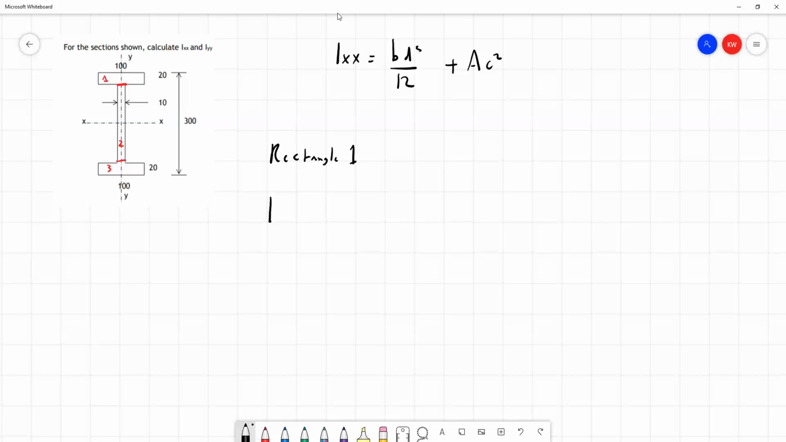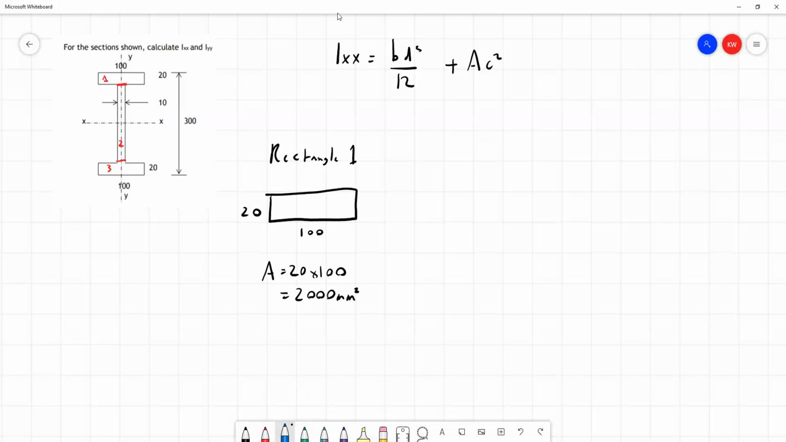If we consider rectangle 1, we have a breadth of 100 millimeters and a depth of 20 millimeters. That we can take from the diagram. So our values for B and D are established, and our value for A is going to be 20 times 100, because the area of that section, which is 2000 millimeters squared. What is the value C? Well, let's take a look at our first diagram.